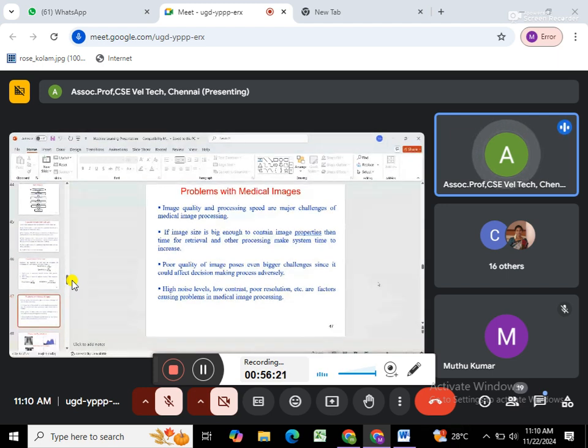We have to calculate the high noise levels, low contrast, poor resolution, etc. These are also major factors causing problems in medical image processing. This also we have to take into account when calculating the problems of medical images.